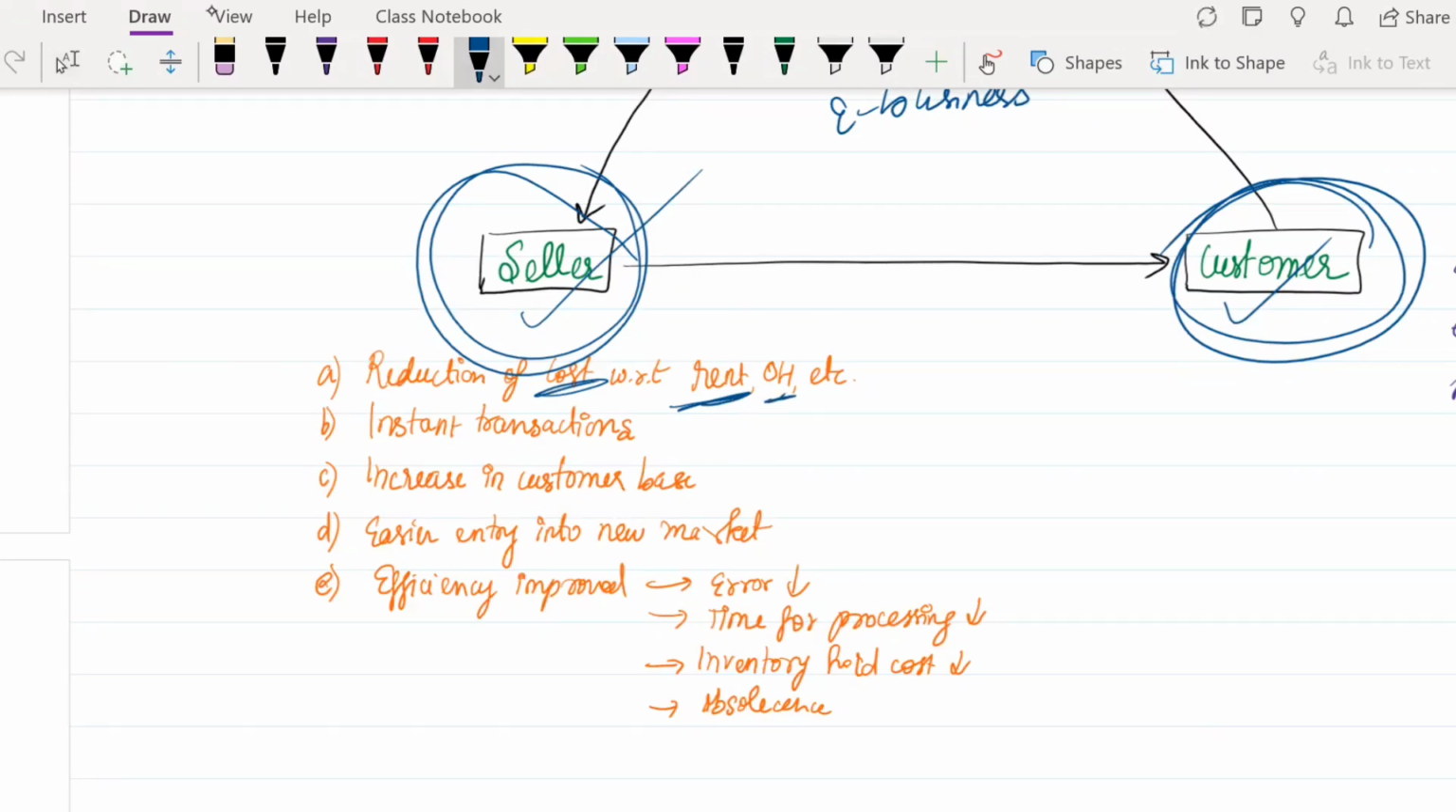Now you would have heard the concept of, suppose you take Zomato. In Zomato, there are many people who cook in their home space itself.